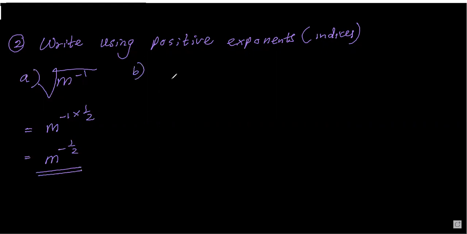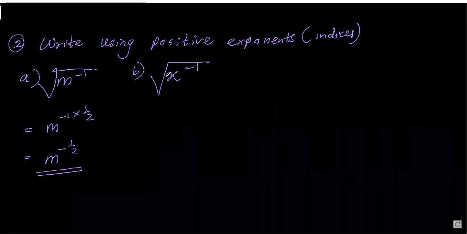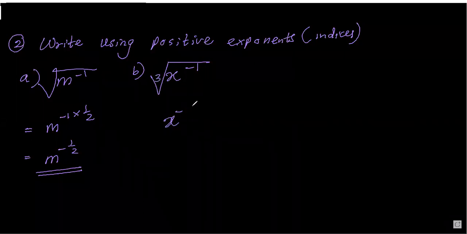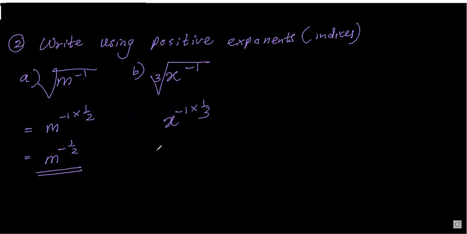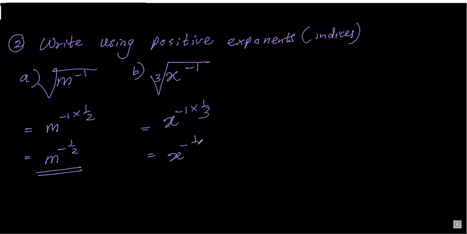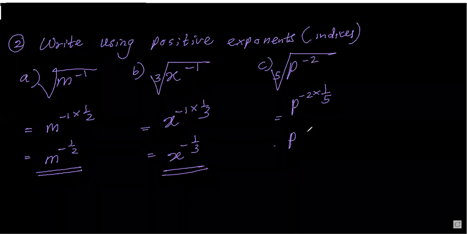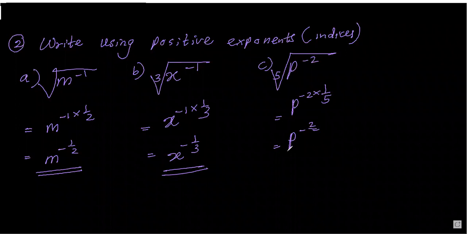B, x to the power minus 1, square root 3, like this. So how can we write? X to the power minus 1 into 1/3. X to the power minus 1/3. Two-fifth.